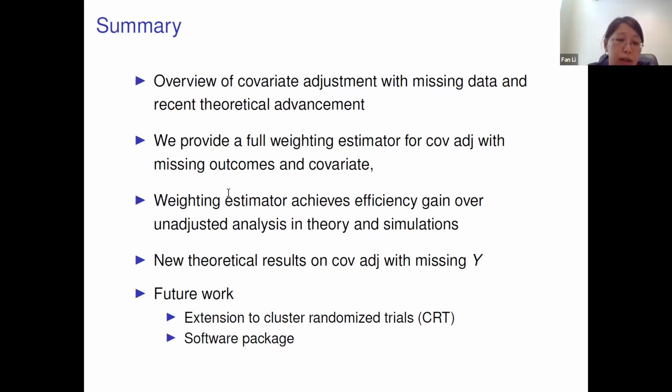Another thing is, people still don't use covariate adjustment that often, despite all this theoretical advancement. So it's important to provide very easy-to-use software, where people can just put in their RCT data, hit one button, and get a result. We don't have that yet, so that is important to provide.